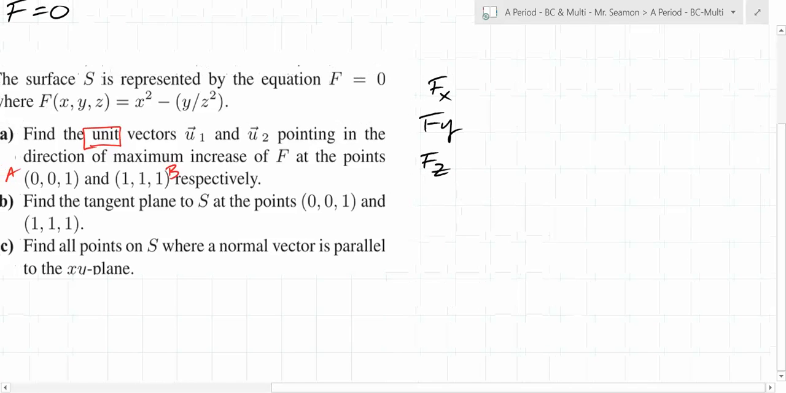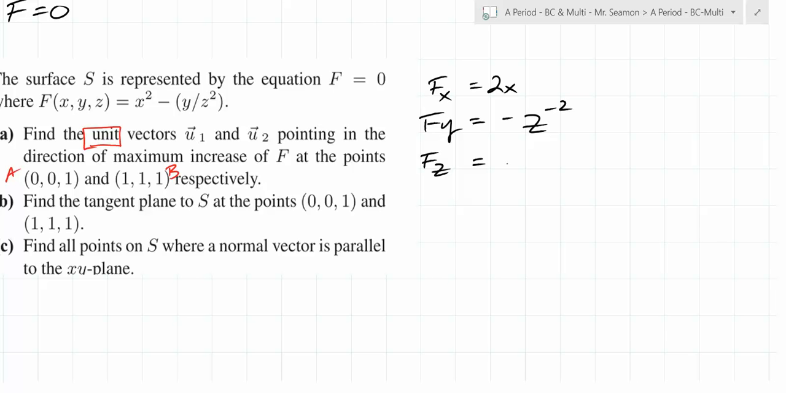What is fx going to be? 2x. Yep. What is fy going to be? Negative z to the what? Negative 2, right? Correct? There's a negative in front. It's just the constant. It's what's changing. If y is the only thing changing, it's just the coefficient in front of y. What's the coefficient in front of y? Negative z to the negative 2.